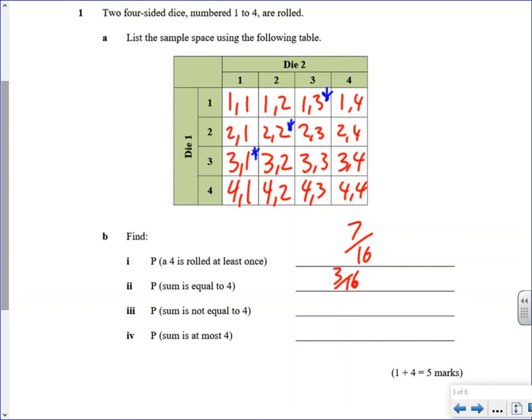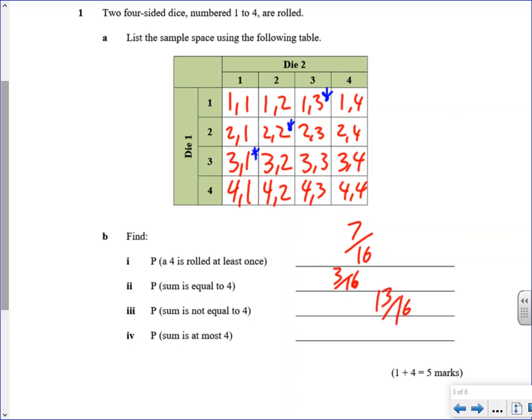The sum is not equal to 4. Well, what we could do is add up all the possible things and see how many there are, and then that will be the answer. Or just realize, if we just found how many do equal 4, that means everything else doesn't equal 4. So if this was 3 over 16, 16 minus 3 is 13, so this has to be 13 over 16.